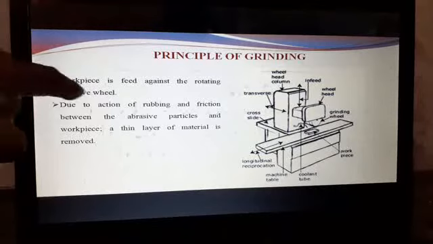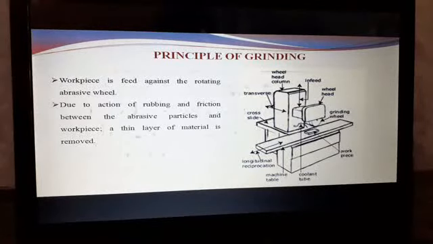So here the workpiece is fed against the rotating abrasive wheel. Okay, and due to the action of rubbing and friction between the abrasive particles and the workpiece, a thin layer of material is removed. So we can provide movements to the grinding wheel and to the working table, and with the combination of these movements, the grinding wheel and workpiece come in contact, and due to the rubbing action between abrasive particles and workpiece, material gets removed, eroded, and the workpiece is finished.